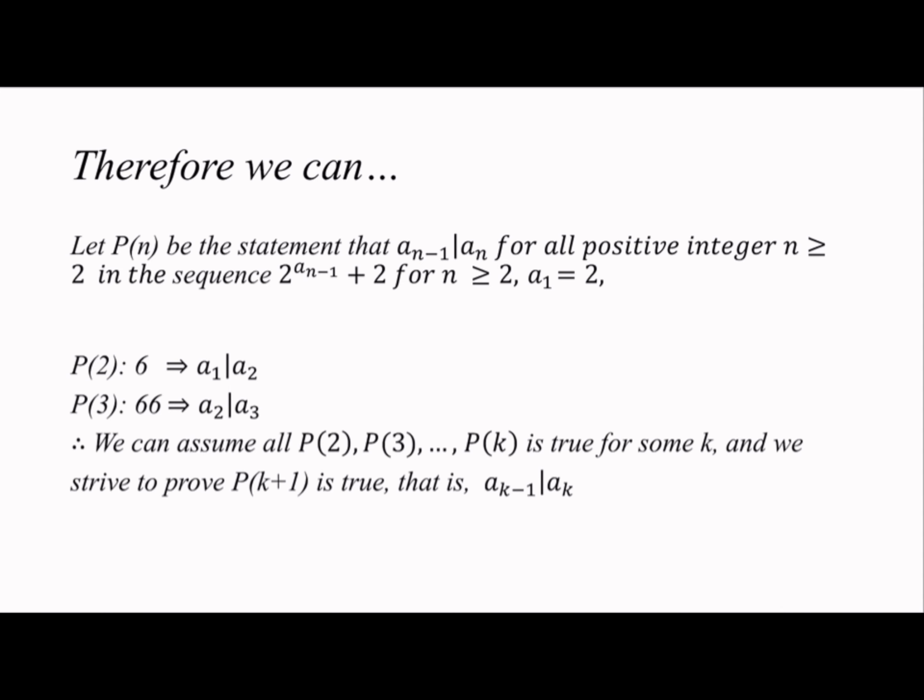So we can assume P2, P3 all the way to Pk is true for some natural number k, and we strive to prove that Pk plus 1 is true. That is, ak minus 1 divides ak.